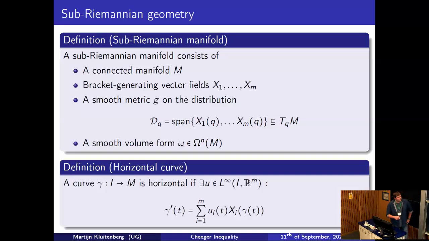And the curve is horizontal if there's a control function, well, if it's completely tangent to all the subspaces at every point. And because of the bracket generating assumption, you can reach from any point to any other point. So from this structure, you induce the structure of a metric space on M by taking the infimum over all horizontal curves connecting the 2 points. And the topology that this metric induces is the same as the original topology. Okay, so this is a good structure.